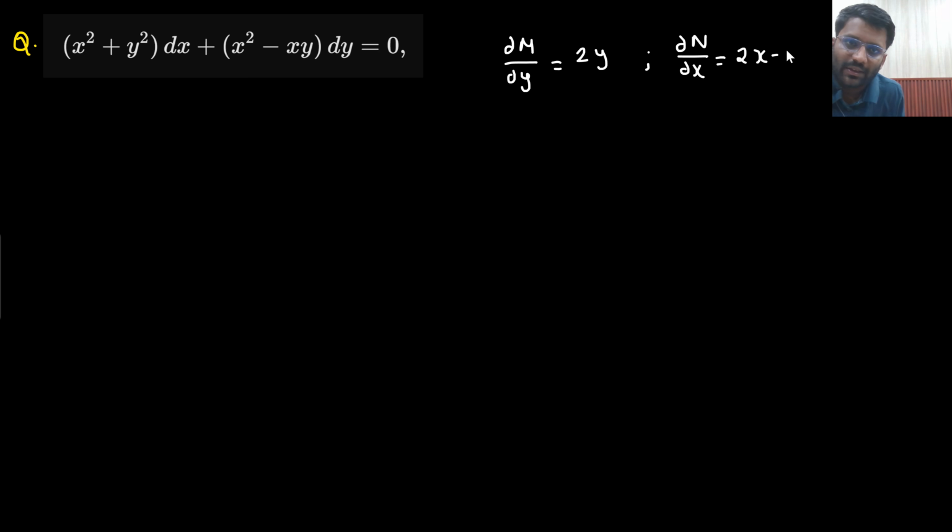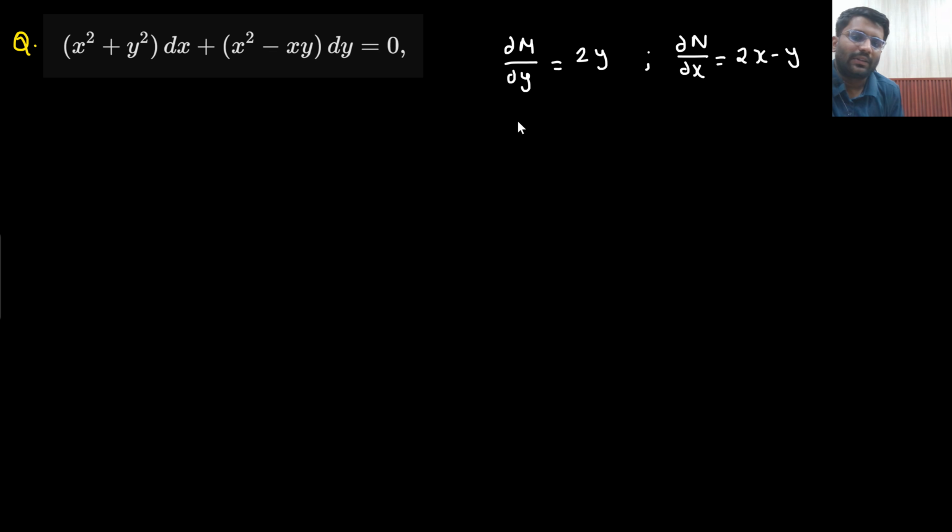Try solving this question. If this question comes in your examination hall, will you first check whether it is an exact equation or not? Let's say I try to check for an exact equation. Partial differentiation of M with respect to y: what answer are we getting? 2y. Partial differentiation of N with respect to x: 2x − y.